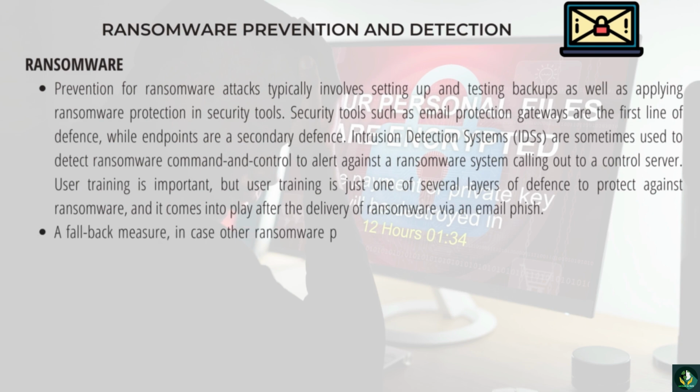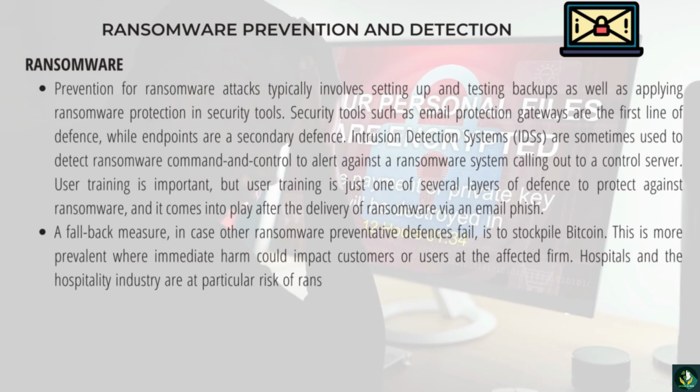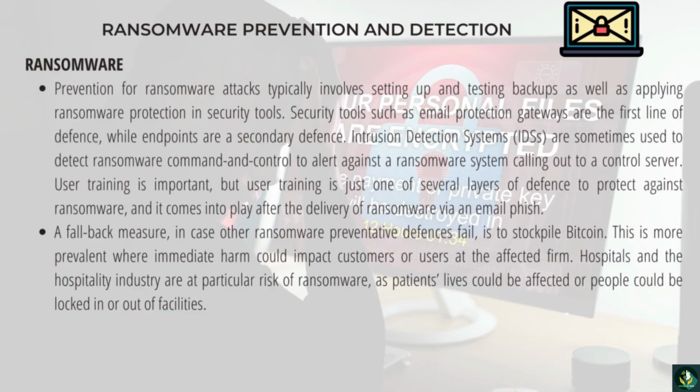A fallback measure, in case other ransomware preventative defenses fail, is to stockpile Bitcoin. This is more prevalent where immediate harm could impact customers or users at the affected firm. Hospitals and the hospitality industry are at particular risk of ransomware, as patients' lives could be affected or people could be locked in or out of facilities.